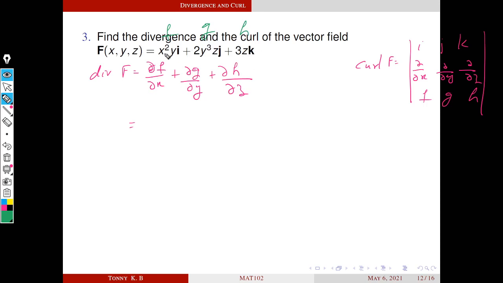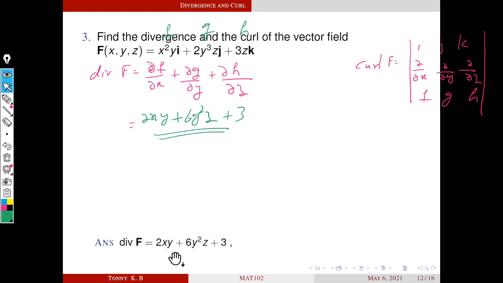So you simply evaluate these derivatives. What about ∂f/∂x? It is 2xy, plus the derivative of g with respect to y, which is 6y²z, plus the derivative of h with respect to z, which is 3. So this is our divergence: 2xy + 6y²z + 3.